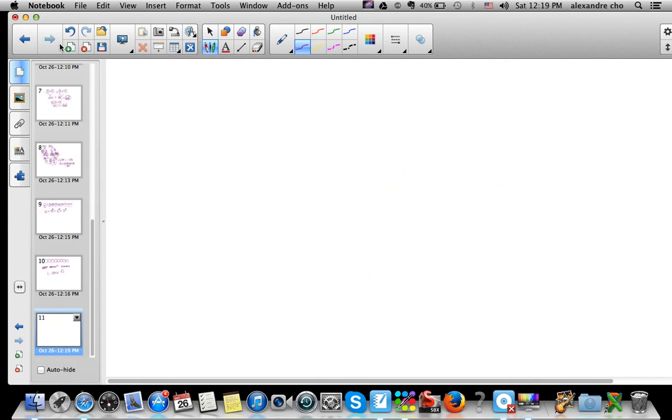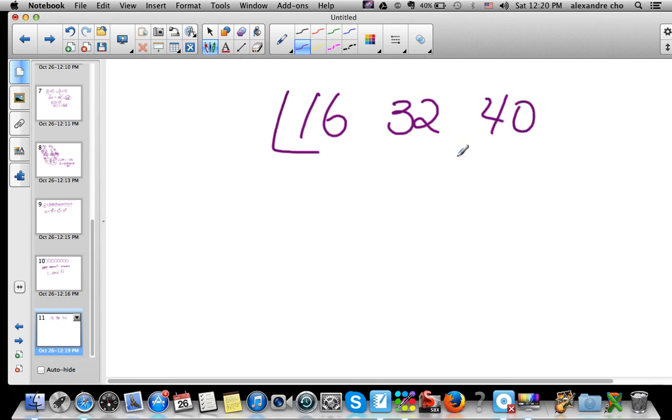Let's see, where are we? 25. Find the GCF of 16, 32, and 40. When you have three numbers, the simplest way is to use the ladder method, the slide method. Pick a prime number that's a common factor to all of those. Let's start with 2.